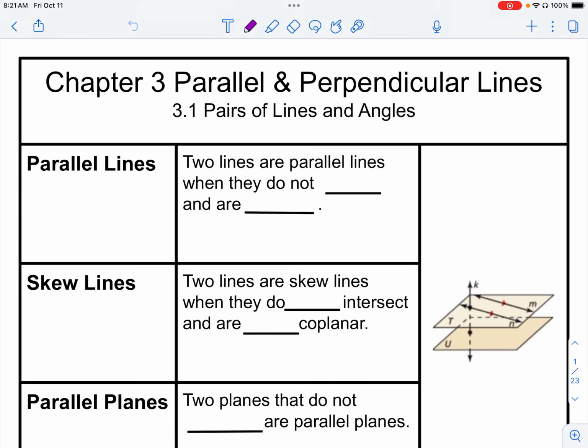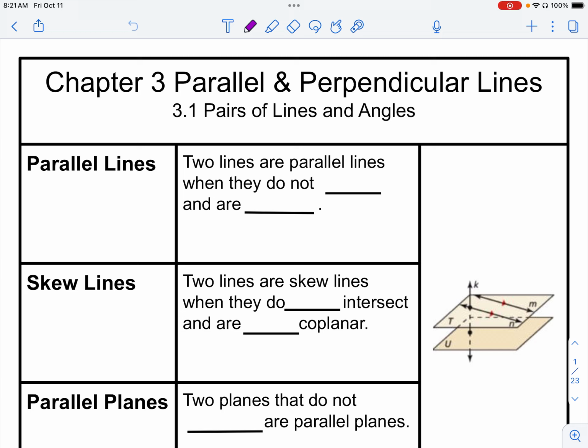All right, now we're going to start chapter 3 talking about parallel and perpendicular lines. So first, let's start by defining the various types of lines that we're going to have.